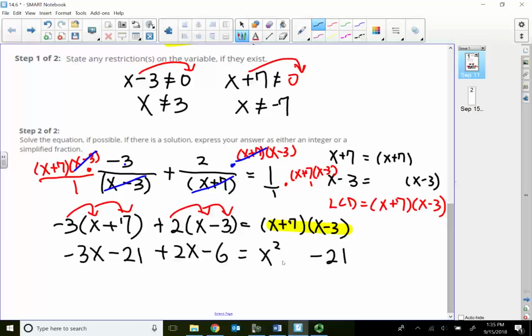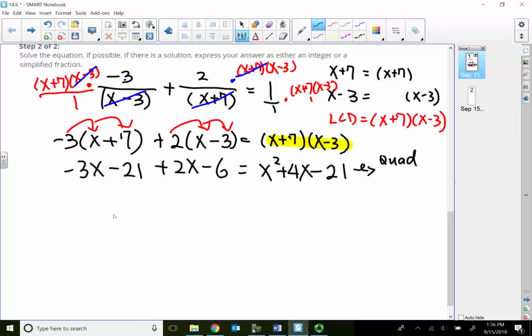So let's see, my middle term, inner and outer combined. That's negative 3 plus 7, which is positive 4x. All right, so just by looking at this equation, I actually got myself a quadratic equation. So we will solve this quadratic equation by factoring.